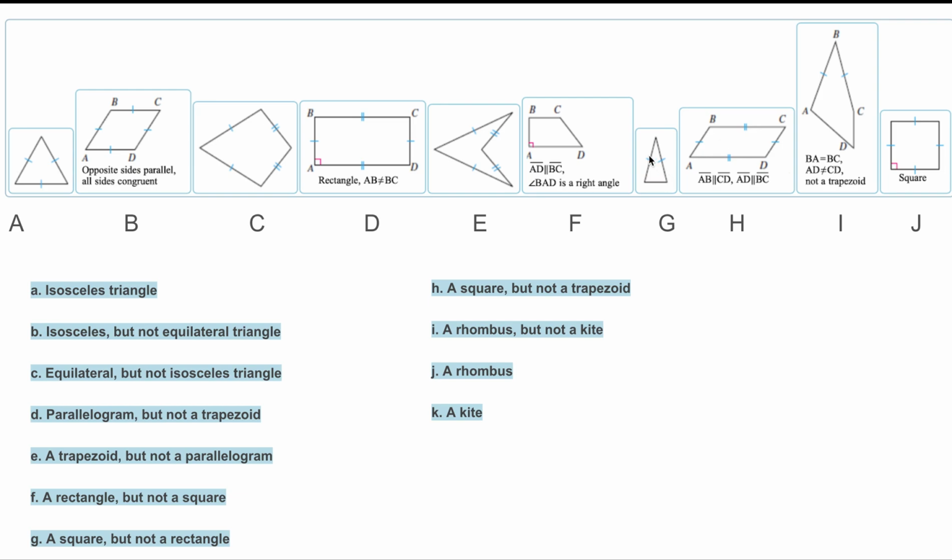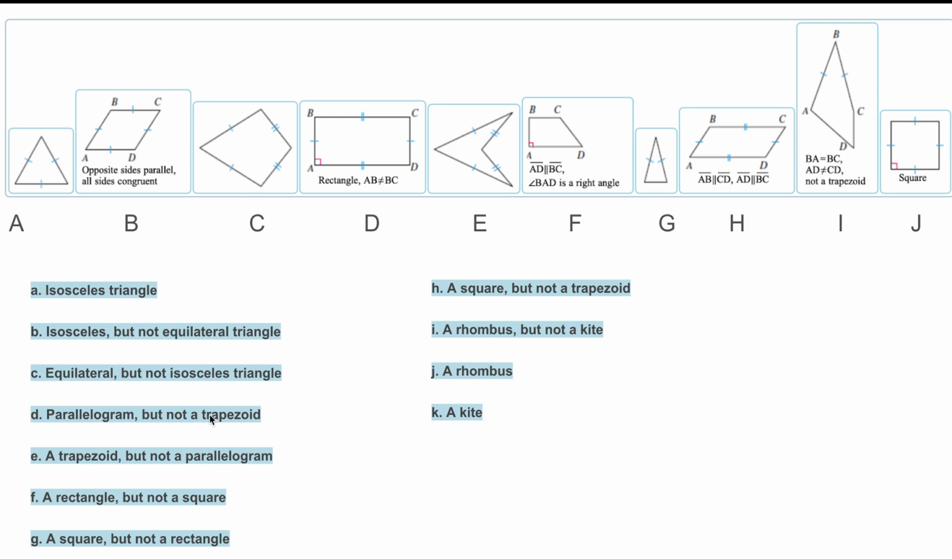And how about this one? It is an isosceles triangle because these two sides are congruent. So it is a more typical isosceles triangle, but the equilateral triangle is also isosceles. How about this? Isosceles but not equilateral triangle. Yes, this one. Now, equilateral but not isosceles triangle: there is no such triangle.